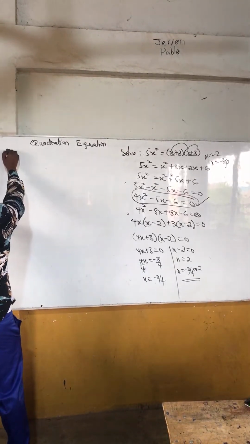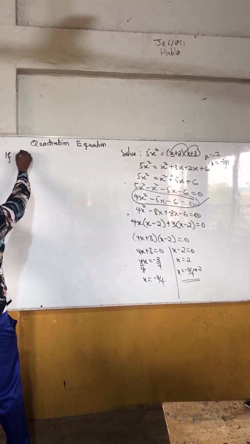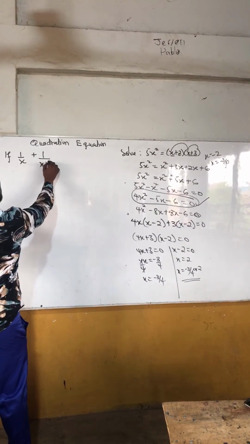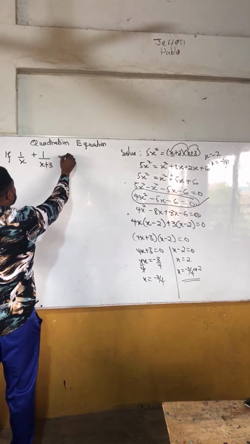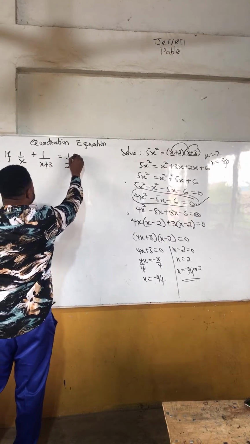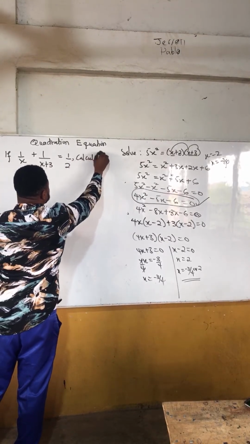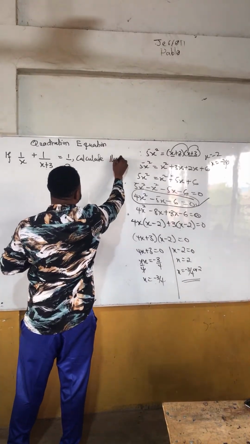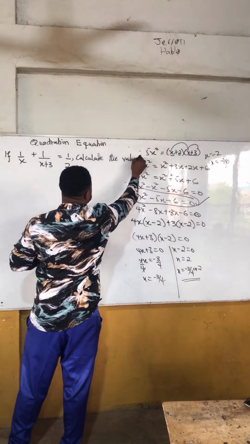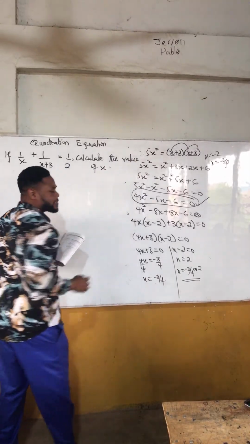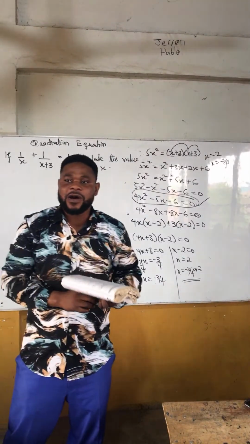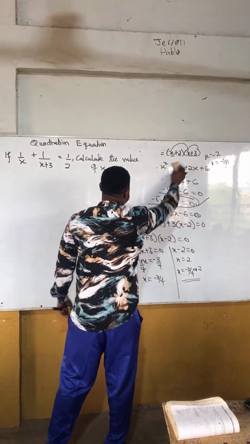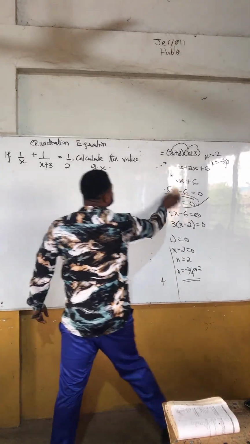They are saying that if 1 over x plus 1 over x plus 3 equals 1 over 2, we have been asked to calculate the value of x. Please, this is our third question. Please look at this question very well.